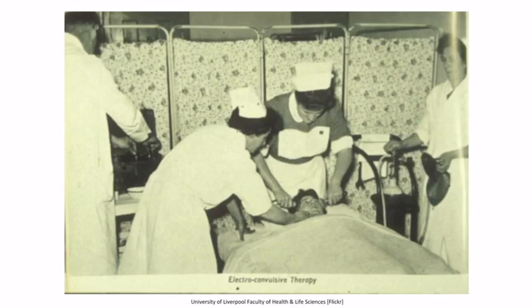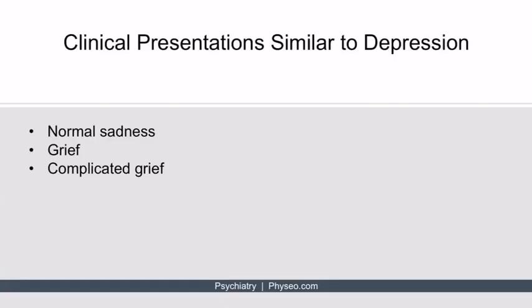All right, now that we've discussed MDD, let's move on to discuss some topics that can be easily confused with this disorder. 3 of the highest yield to be familiar with, and the most commonly tested, are normal sadness, grief, and complicated grief. Let's discuss each of these in a bit more detail.